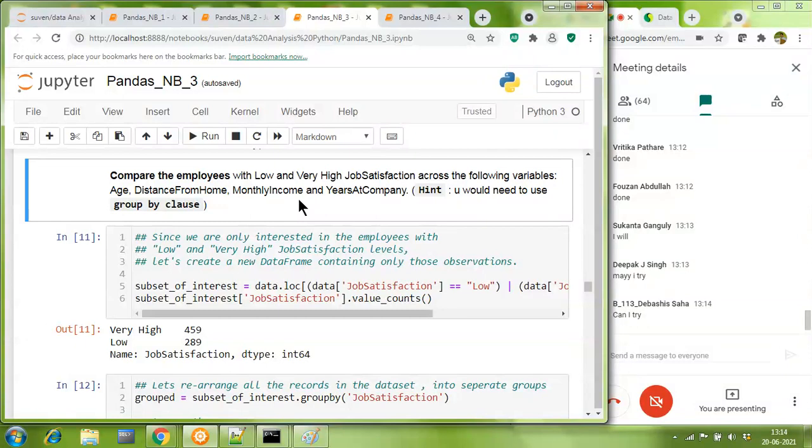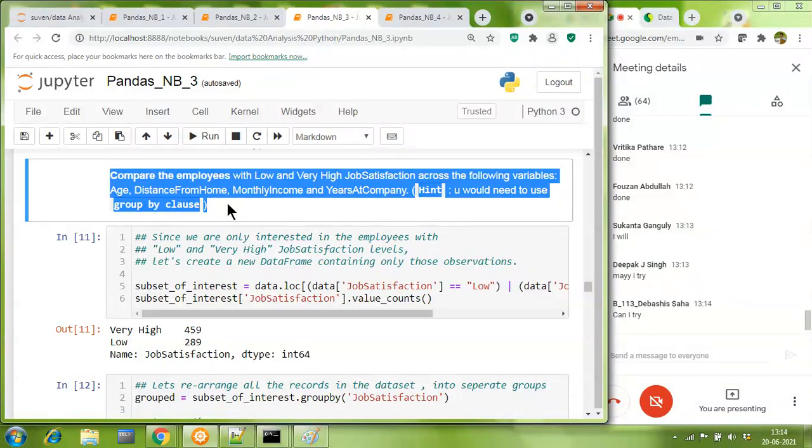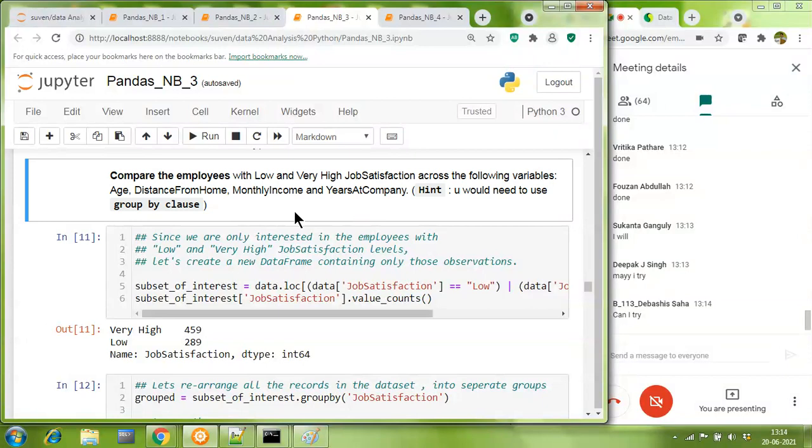Sir, it will take the value of the job satisfaction that is low, and the value of high, and it will count the value. Okay, first, can you please read this as it is? Can you please read this? Yes, sir. Compare the employees with low and high job satisfaction across the following variables: age, distance from home, monthly income, and years at company.